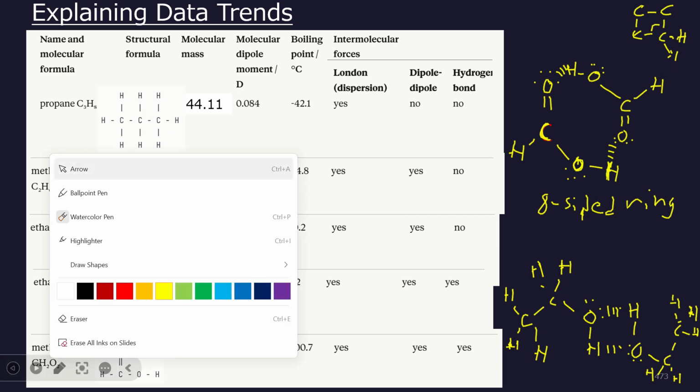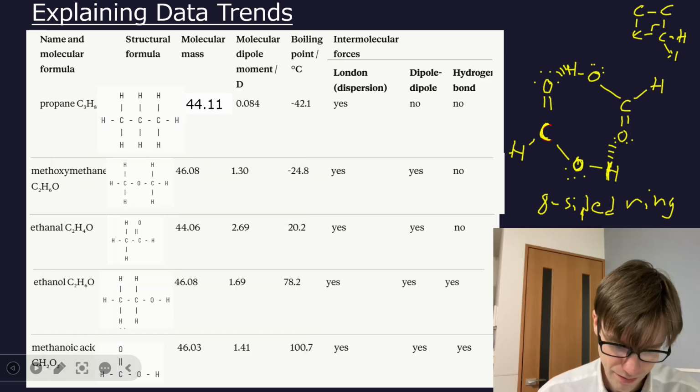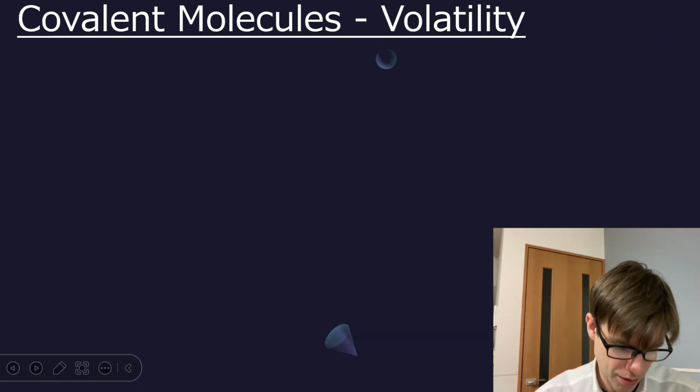Okay, hopefully you got that. I like this table. There's a lot of good information here and comparisons. So let's move on to some other things.